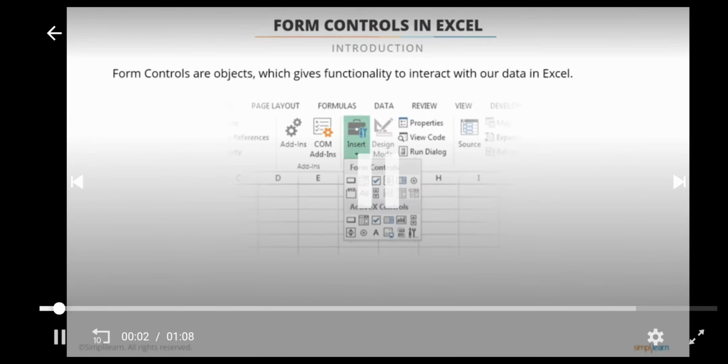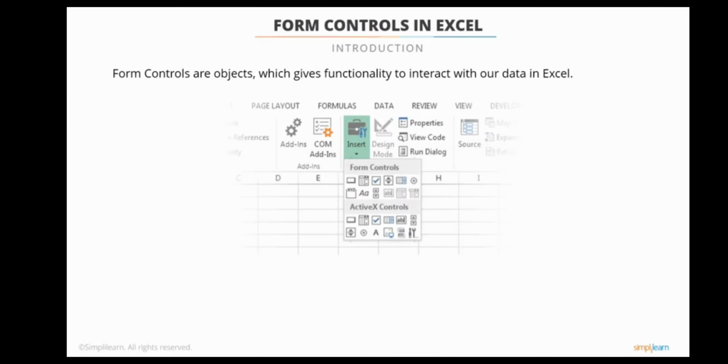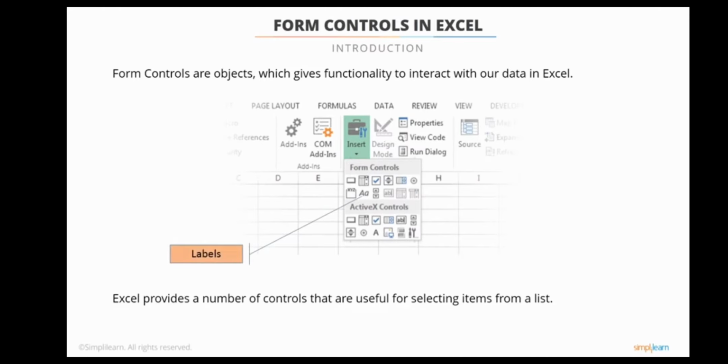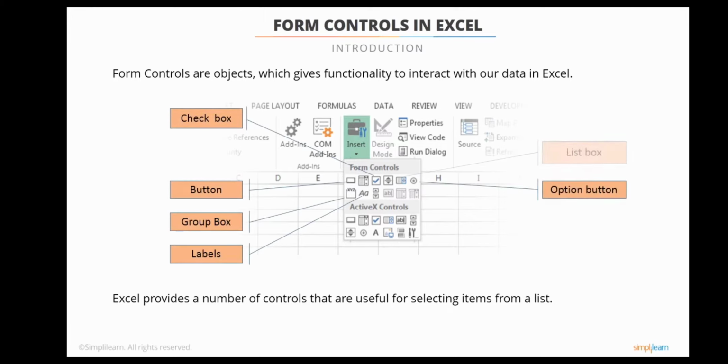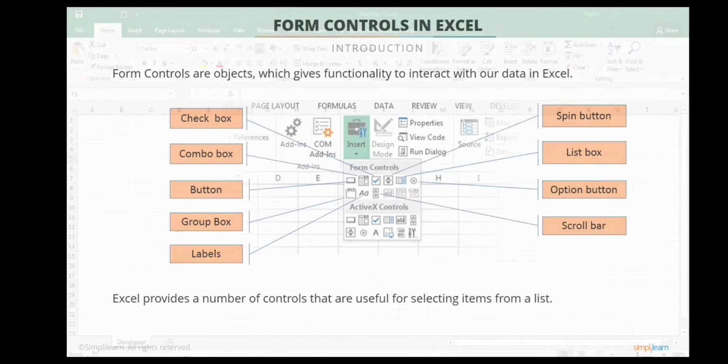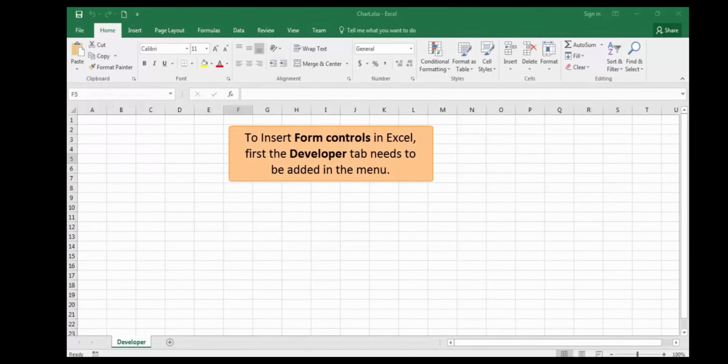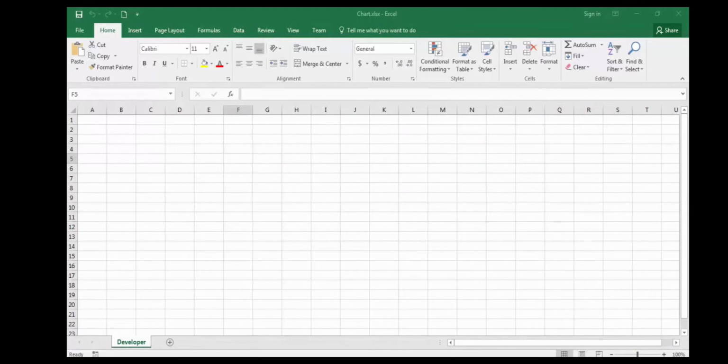Form controls are objects which give functionality to interact with our data in Excel. Excel provides a number of controls that are useful for selecting items from a list. The different form controls available in Excel are labels, group box, button, checkbox, option button, list box, combo box, scroll bar, and spin button. To insert form controls in Excel, we need to first add Developer tab in the menu.